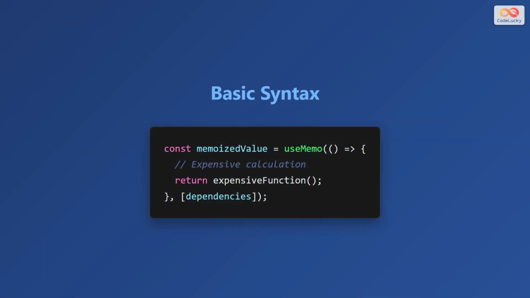Here's the basic syntax of useMemo. First, declare a constant memoized value. Then assign useMemo function to it. useMemo takes two arguments: a function that contains the expensive calculation and a dependency array. The function will only rerun when the values in the dependency array change.